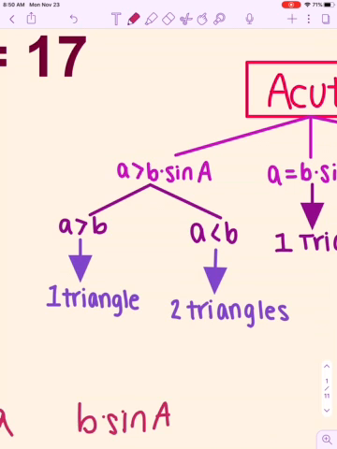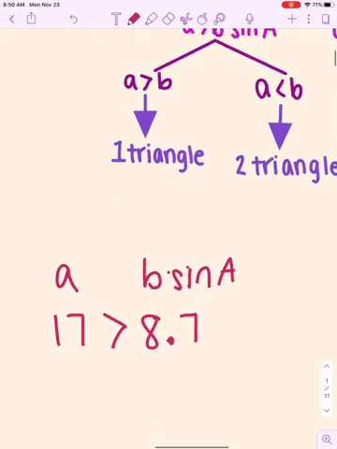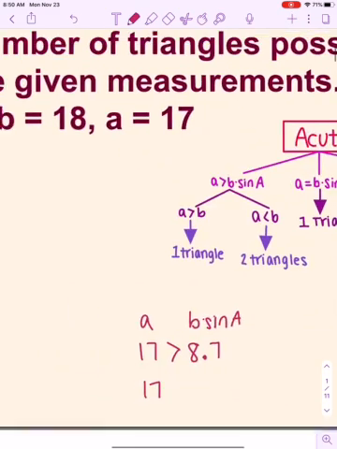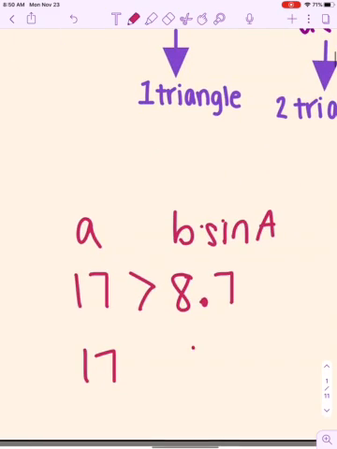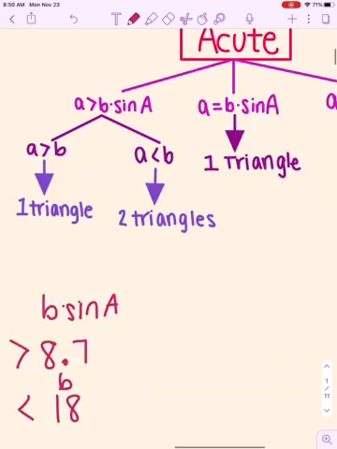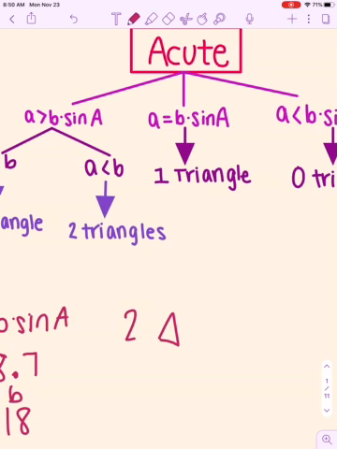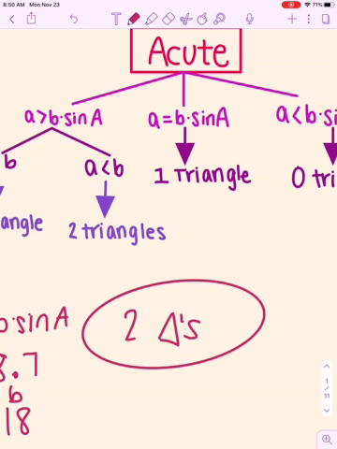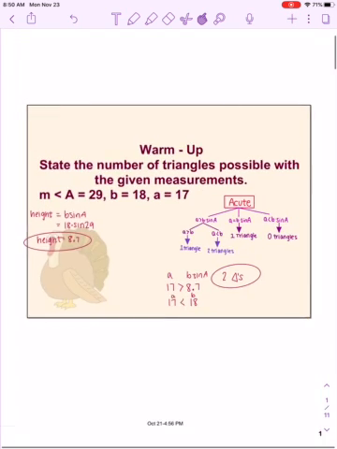Okay, so if side A is greater than our height, then we need to compare side A and side B. So side A is 17, side B is 18. Okay, so this is A, this is B. A is less than B, so there are two triangles. So two triangles. That's it.